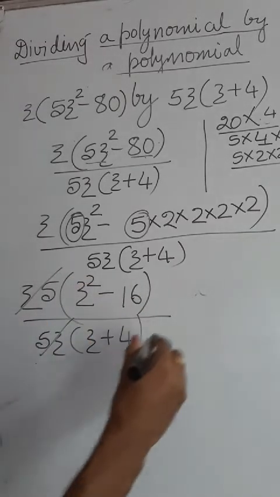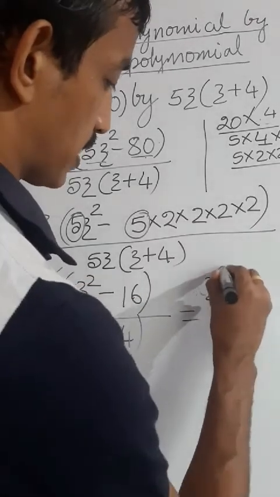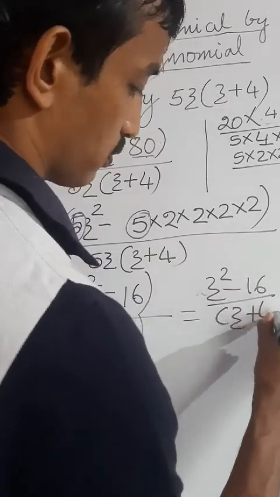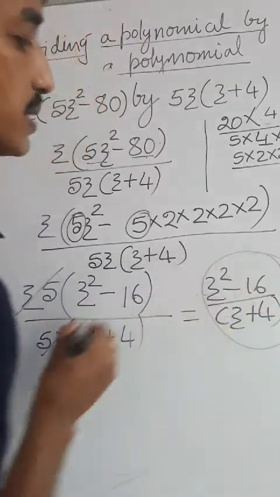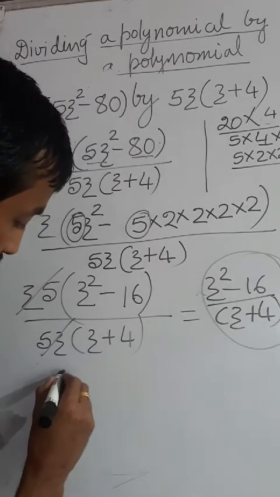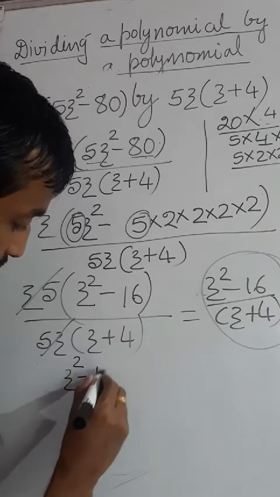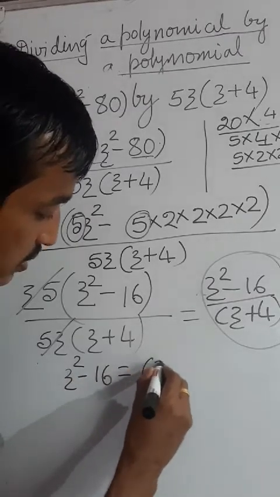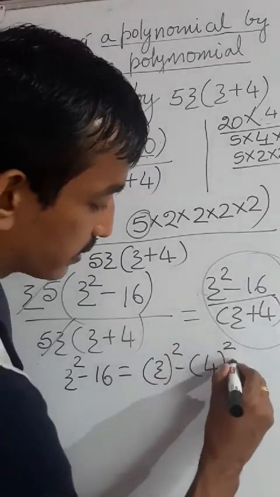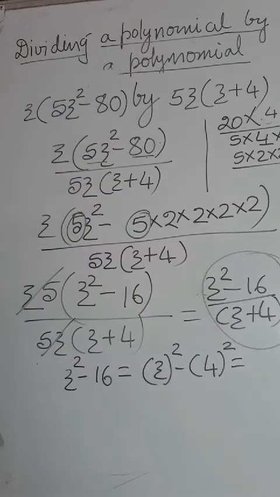Simplified. So finally z square minus 16 divided by z plus 4. Is it the answer? No, it is not the answer, because z square minus 16 is in an identity form. You know that z square minus 16 can be written as z whole square minus 4 whole square. Correct? Z square minus 4 whole square.